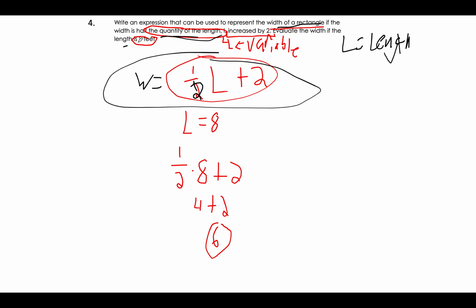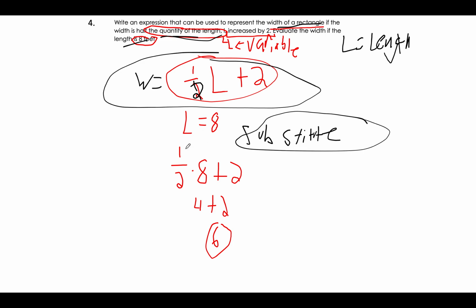So what if our length equals 8? How do we find the width? Well, we would substitute in our values. So we're going to have 1/2 times 8. That gives us 4. We're going to add 2 to that, and that gives us a final answer of 6. So if the length is 8, the width would be 6.